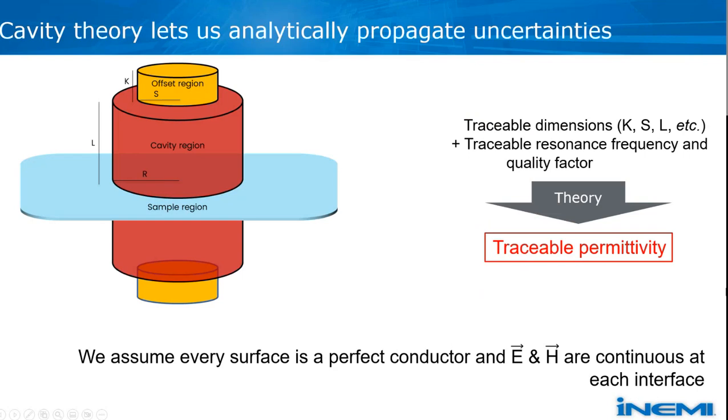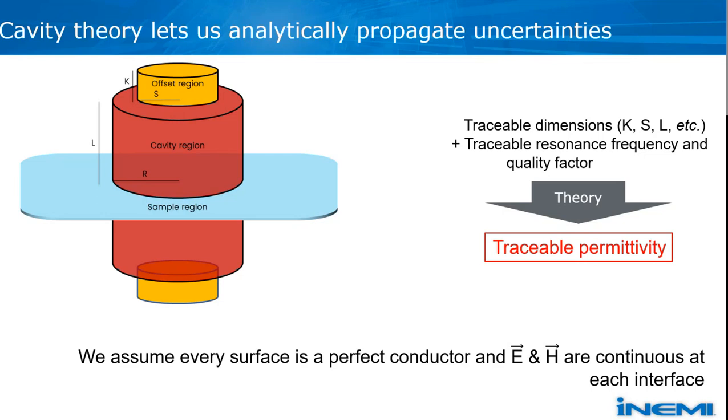And so we can pool all these uncertainties that I'm talking about, from the dimensions and from the resonance frequency and the quality factor, through our own analytic cavity theory. So this is just kind of straightforward mode matching theory. We define every region of the resonator and the sample as these cylinders of known dimensions, and then we measure those dimensions. When we stack all these cylindrical regions together, we assume that every surface is a perfect conductor, and that at every interface the fields are continuous.